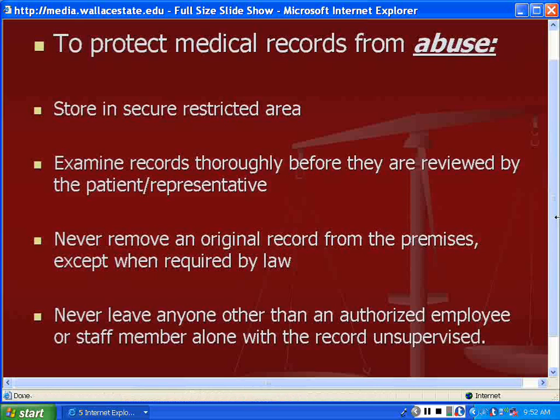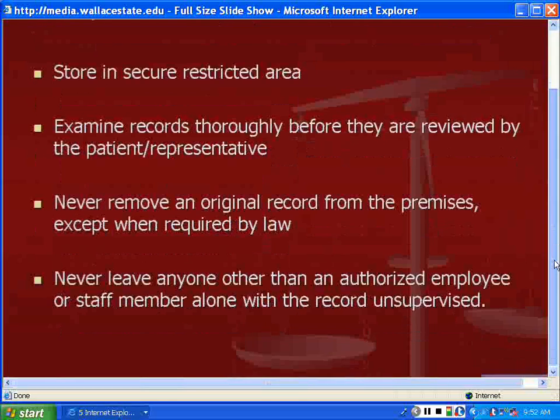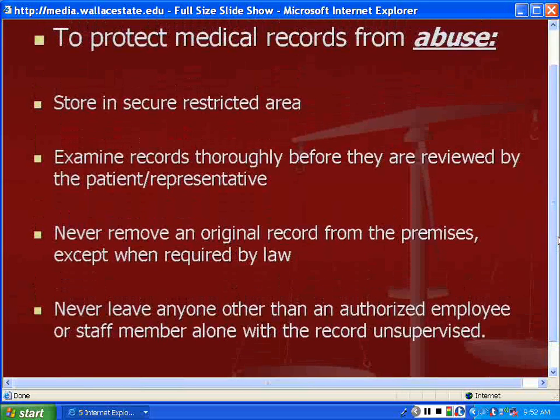That way they cannot take out a pen and change the information. They cannot take off pages of the record or destroy pages of the record in any way. And so that's the big one. Never leave anybody alone with someone that's viewing the record.